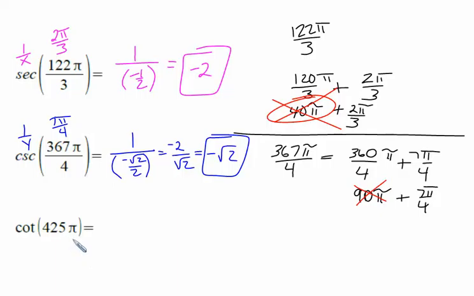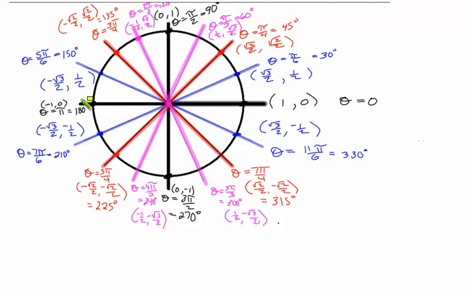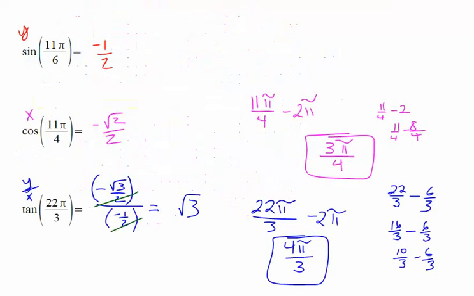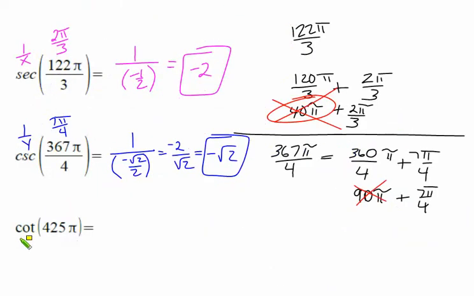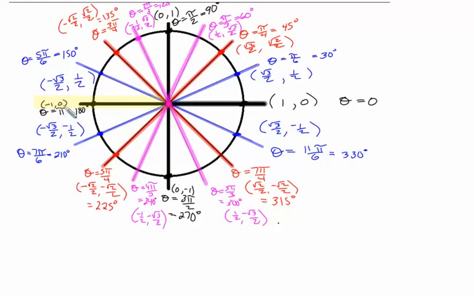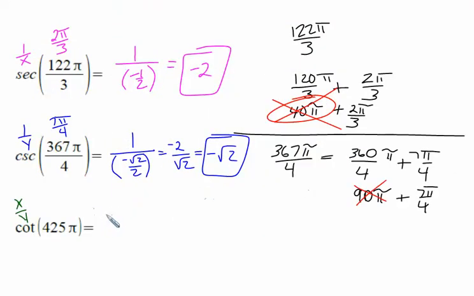Last but not least, cosine of 425 pi is simple. Odd multiples of pi always coincide with the negative x-axis. We wanted to find the cotangent of 425 pi, which means that we want to determine x divided by y. So if we go back to our unit circle, the x is negative 1, the y is 0. So negative 1 divided by 0, can't divide by 0. The cotangent of 425 pi does not exist.